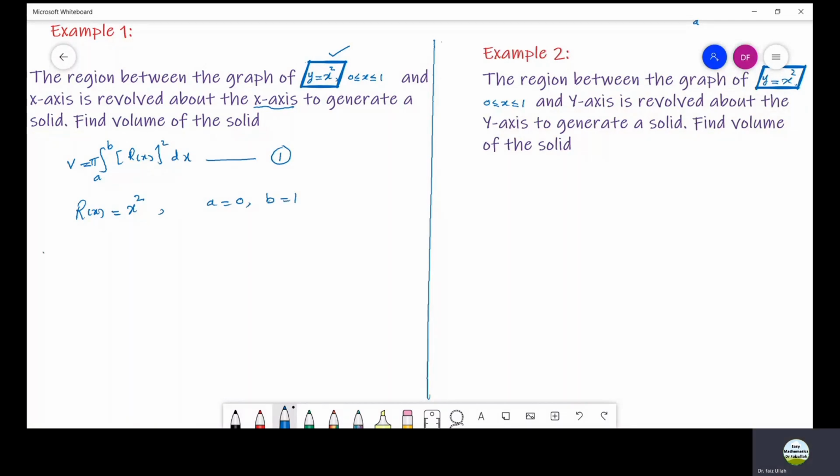So putting these values in formula number 1, we have V is equal to pi, integration from 0 to 1, r of x is x square, whole square into dx. To solve this problem, we can write it like x square of square. So this is x power 4 dx. And now we need just to integrate it. So its integration is x to the power 5 divided by 5. The limits are from 0 to 1.